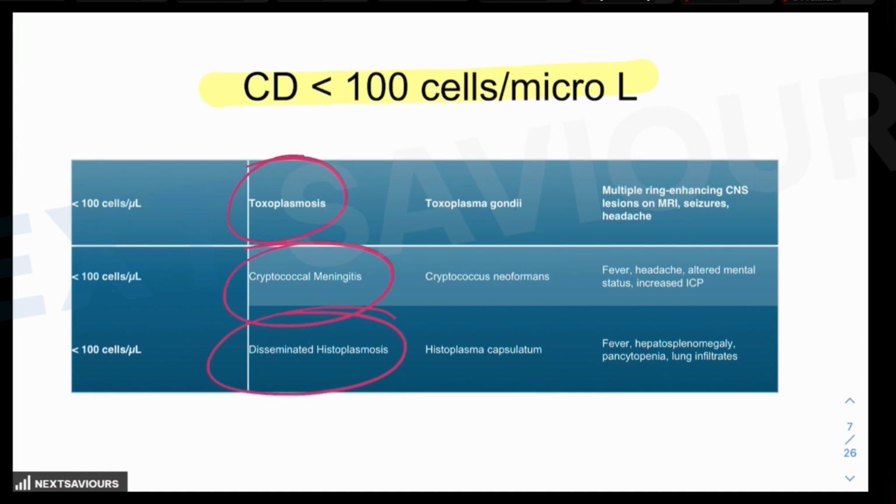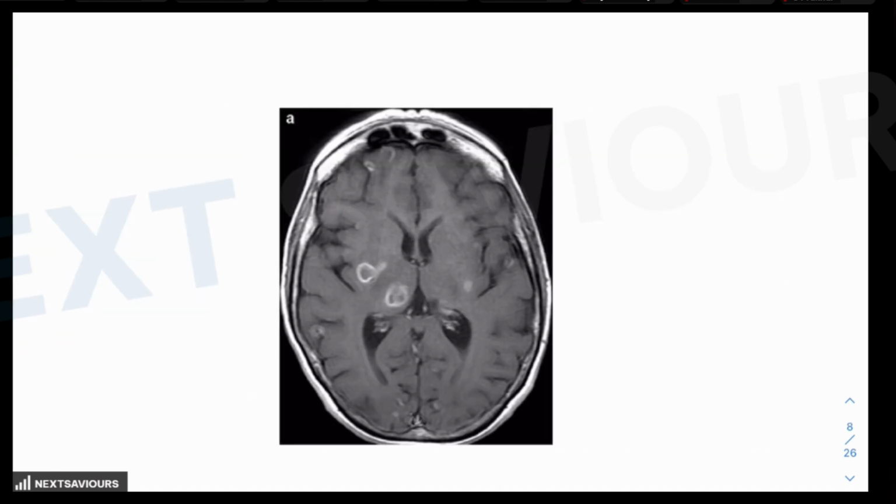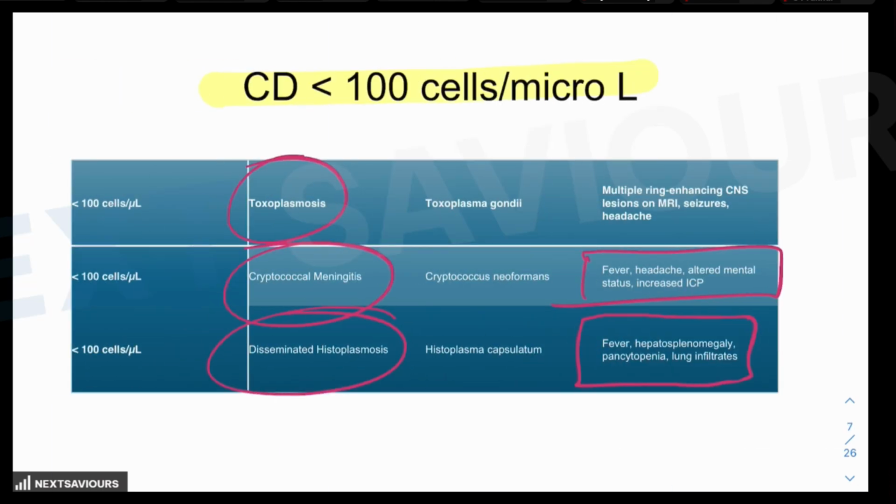You are already aware that in disseminated histoplasmosis, the clinical features would be provided in the form of fever, hepatosplenomegaly, pancytopenia, and lung infiltrates. In cryptococcal meningitis, there is going to be a feature of meningitis. And for toxoplasmosis, they very commonly ask about multiple ring-enhancing CNS lesions on the MRI, along with clinical features of seizures and headache. These are the things which will be provided to you, on the basis of which you have to make the diagnosis of toxoplasmosis.